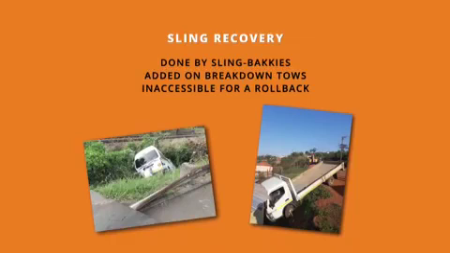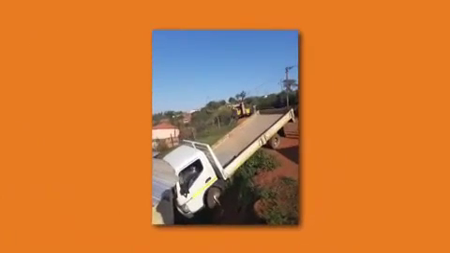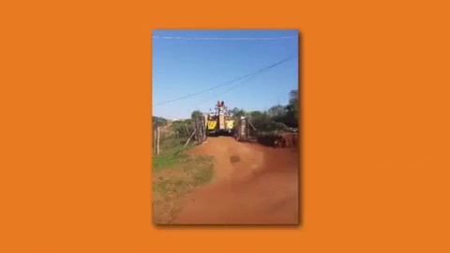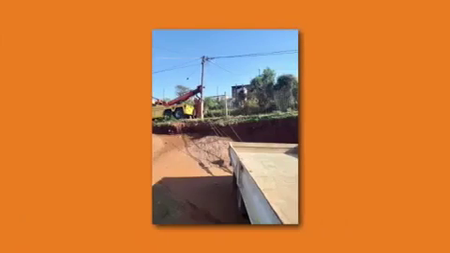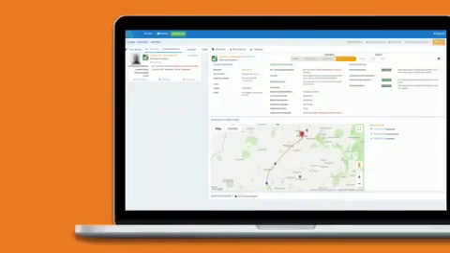Sling recovery is done only by sling buckies, usually added on breakdown tows where the vehicle is inaccessible for a rollback, for example in an underground parking lot or in a ditch. Some recoveries require heavy-duty vehicles. In this case, pre-authorization is required from the call center.